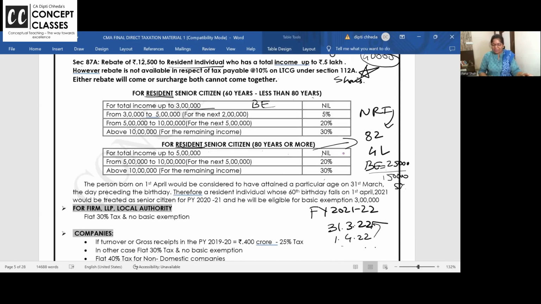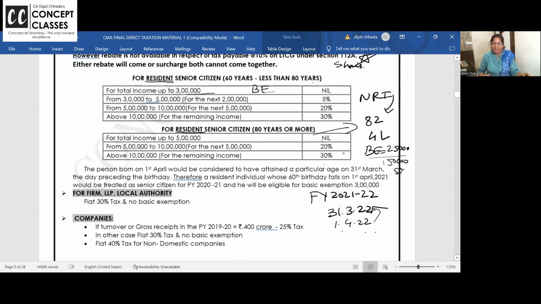Now I know this is practically not important. What is this we are studying? But they find such questions and ask them. I don't want you all to lose marks.